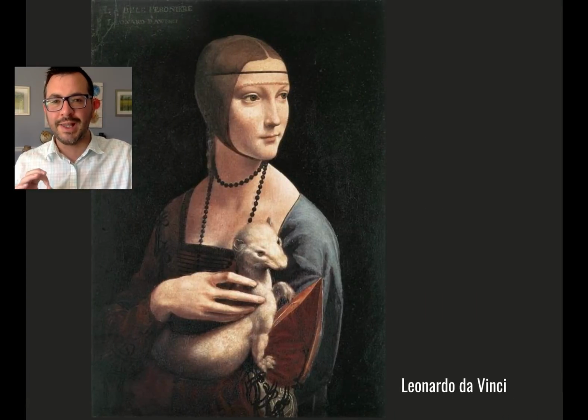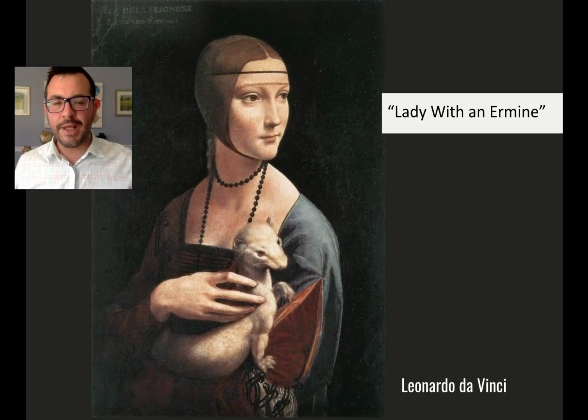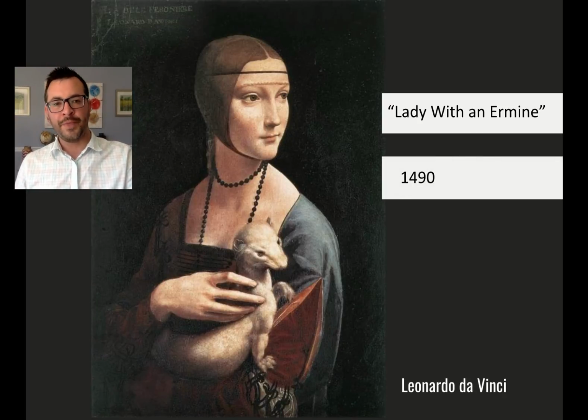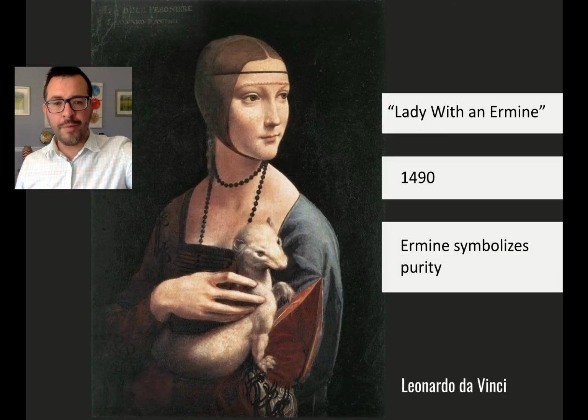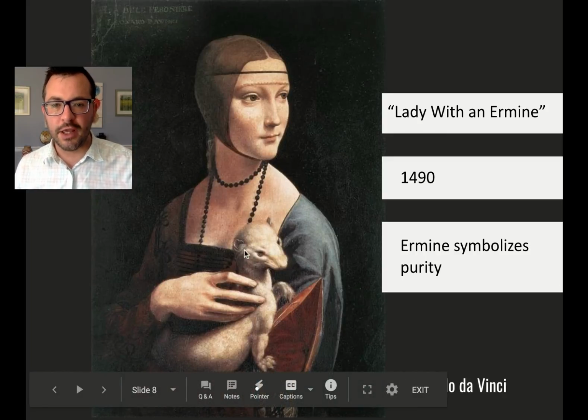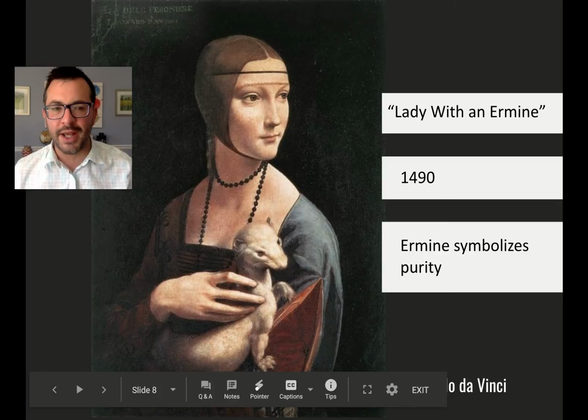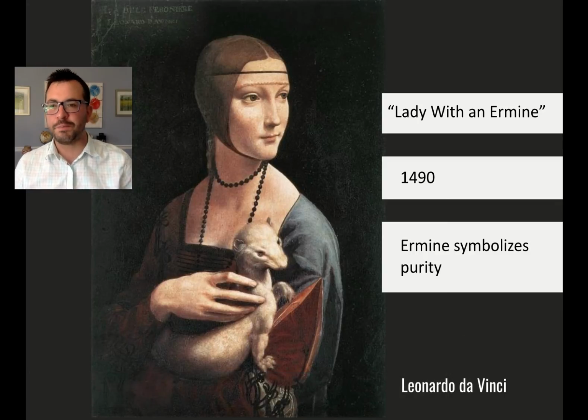This is a hilarious painting, I think, by Leonardo da Vinci, painted in 1490, called Lady with an Ermine. And the ermine is this ferret-looking, terrifyingly muscular creature that this young woman is holding. Leonardo says that the ermine, with its white coat, symbolizes purity.